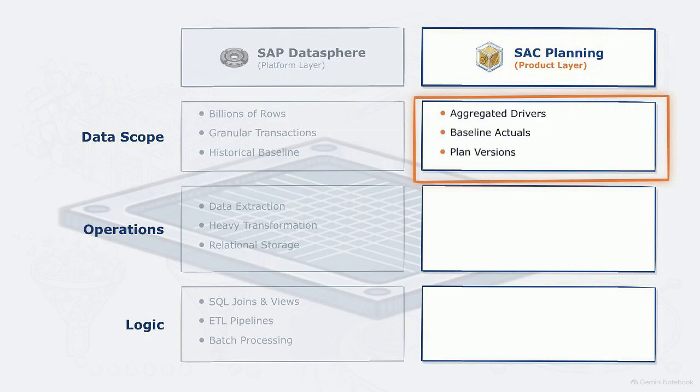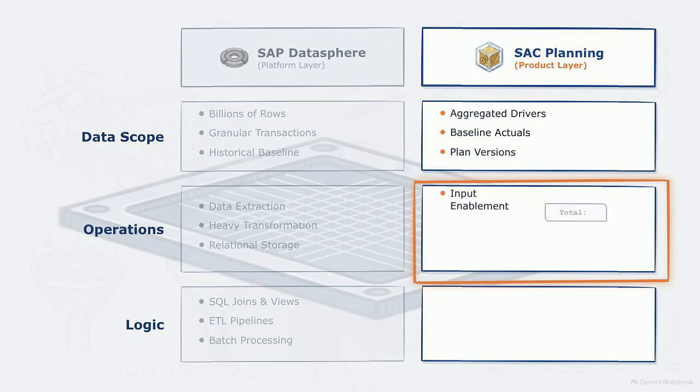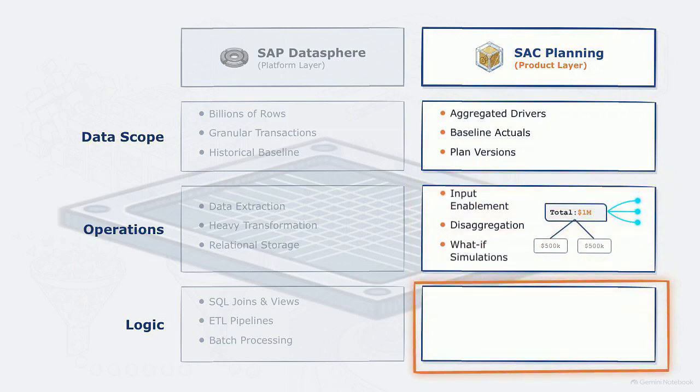It focuses on the drivers and plan versions needed for specific forecasts. Operationally, SAC is engineered for active engagement. It provides the interface for users to enter data and processes multivariable what-if simulations. Rather than relational joins, SAC's native logic relies on advanced formulas and automated data actions, all executing directly in memory.